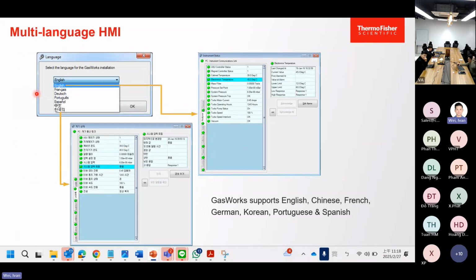Multi-language user interface: we do have English, Chinese, Dutch, French, all of this can be changed. So we do have an interface that we're able to change.